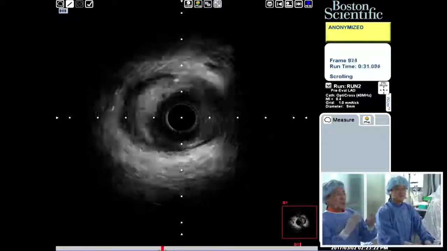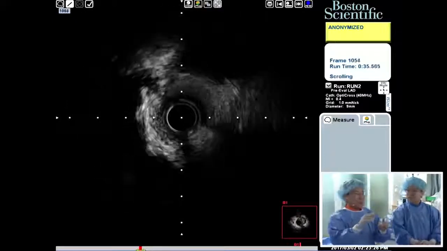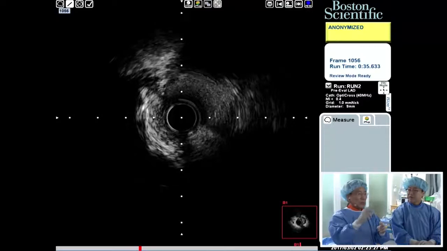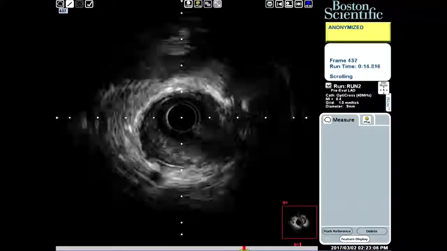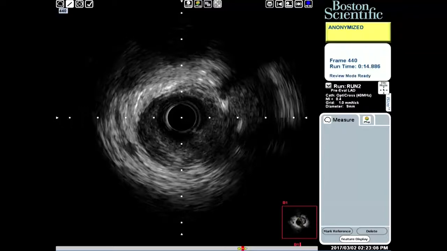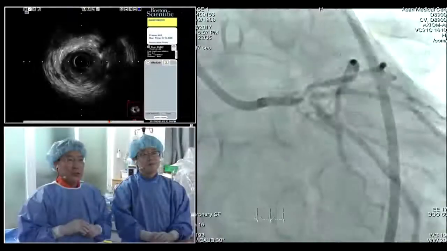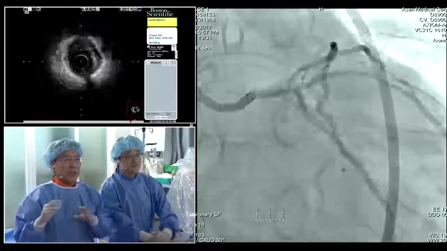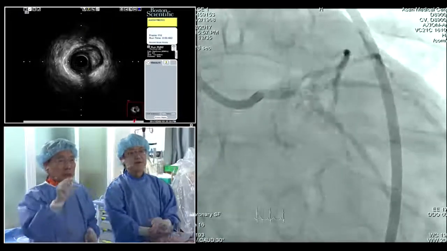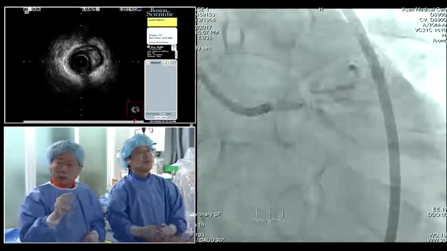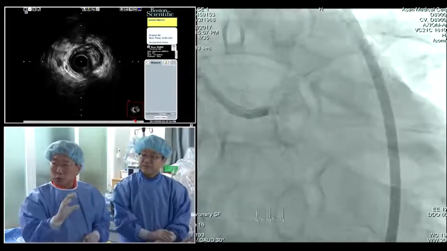Okay, to simplify the findings, the ostial part of the diagonal branches is pretty much plaque, discrete stenosis, but there is significant disease. And the far distal part of the LAD region is relatively negatively remodeled. However, in the diseased part the vessel size is not too big, 2.5 something.